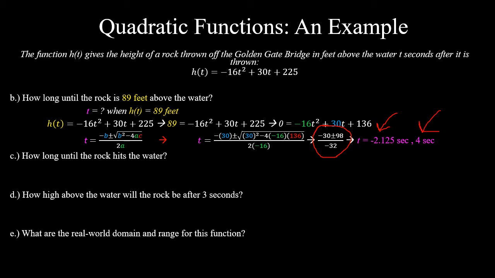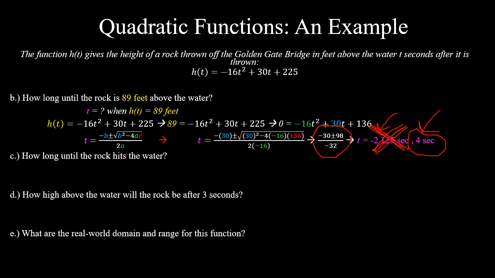Right off the bat, you can immediately get rid of this answer. You cannot have a negative time. That doesn't even make sense. We're not going to have time going backwards. So that means our only answer is going to be 4 seconds. So it will take 4 seconds for the rock to be 89 feet above the water.